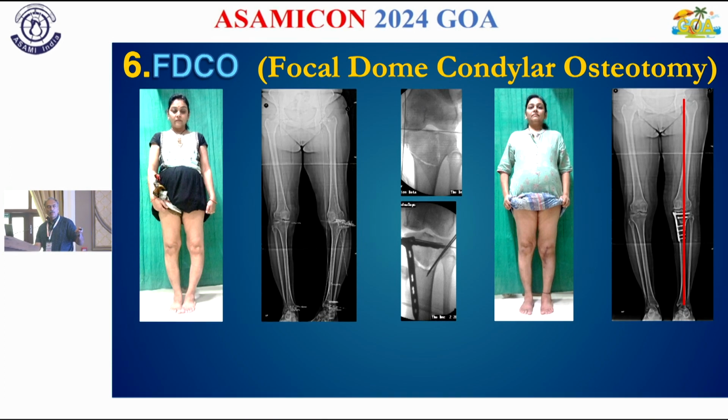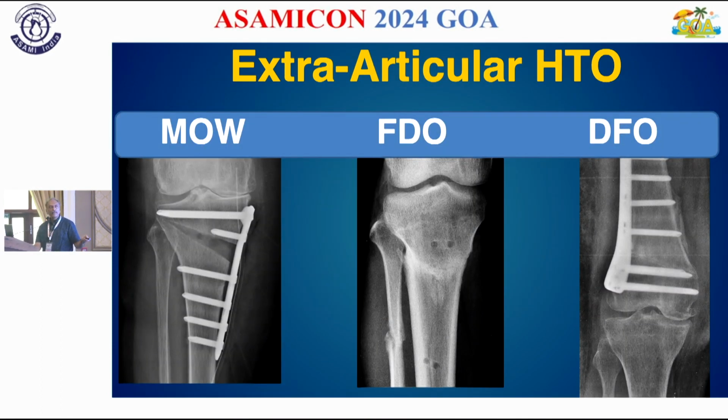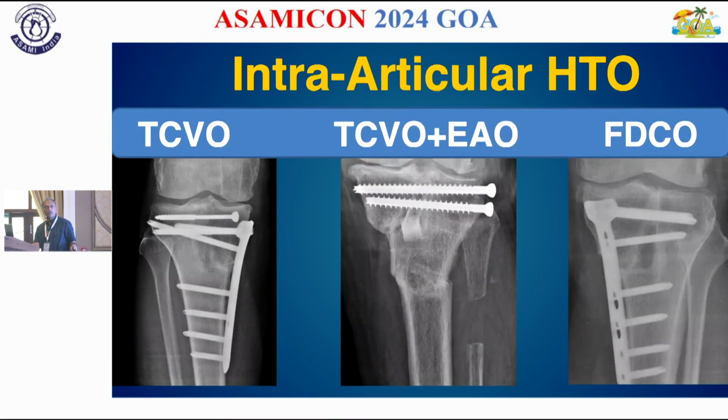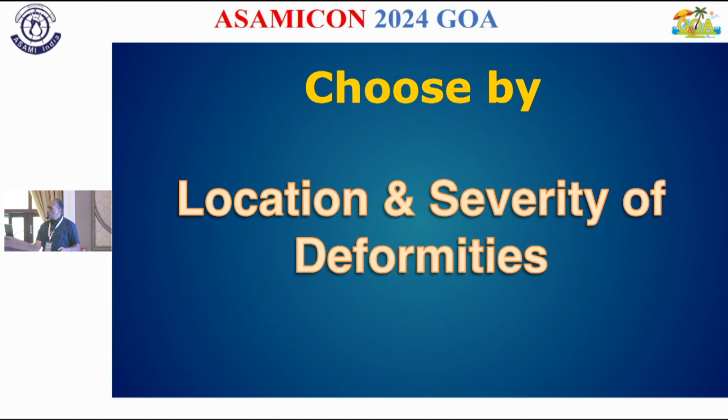This is the focal dome condylar osteotomy, which is an elegant solution that came out of Japan in 2020, in which it's an intra plus extra-articular osteotomy. With a single osteotomy, you can correct both the deformities. So briefly, these are the extra-articular, the medial opening wedge, the focal dome, and the distal femoral. And these are the intra-articular, the TCVO, combined with the extra-articular and the FDCO. So how do we choose?